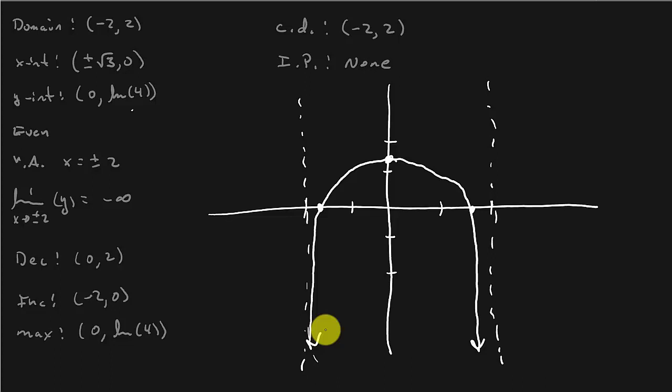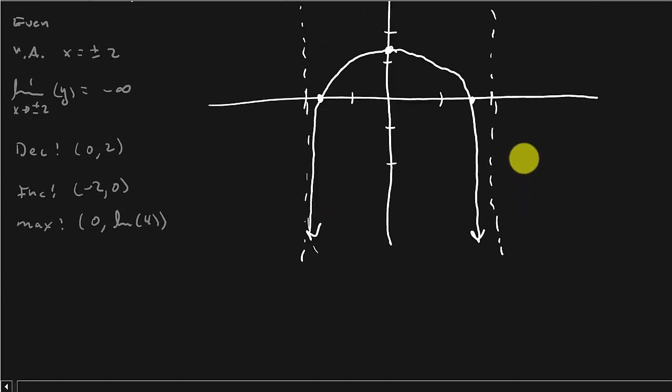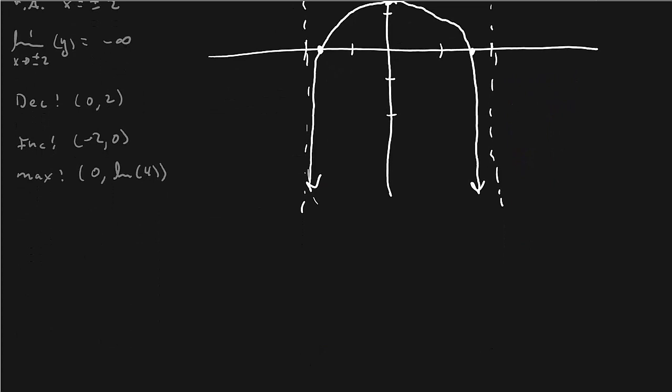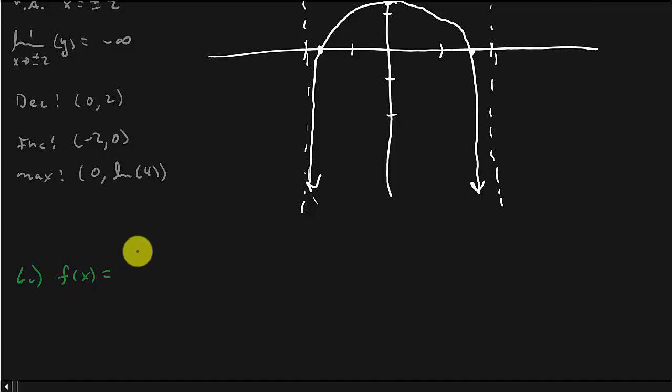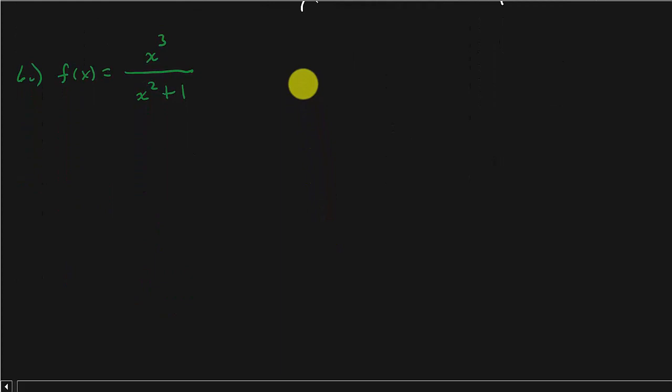All right, so let's look at the next example. So this is number 6. I've got f of x is equal to x cubed over x squared plus 1. All right. So let's find the domain.